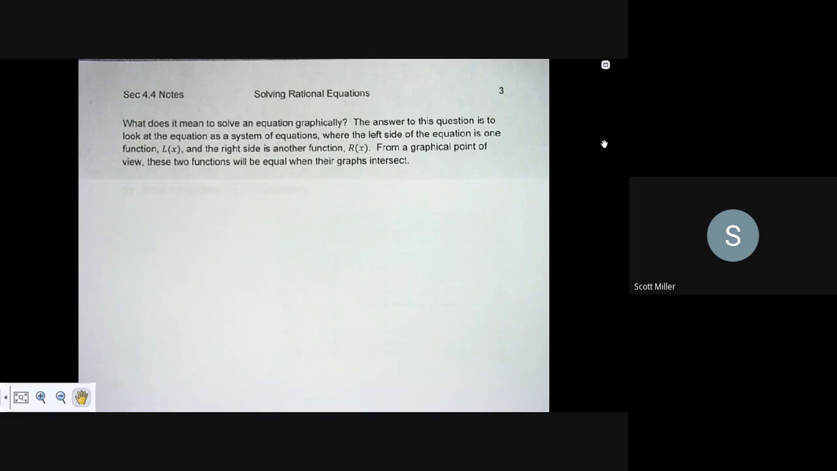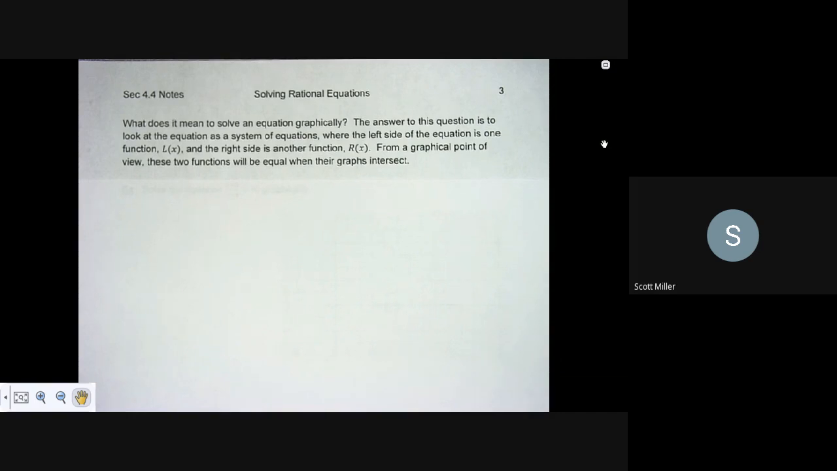The answer to this question is to look at the equation as a system of equations where the left side of the equation is one function and the right side is another function. From a graphical point of view, these two functions will be equal when their graphs intersect.